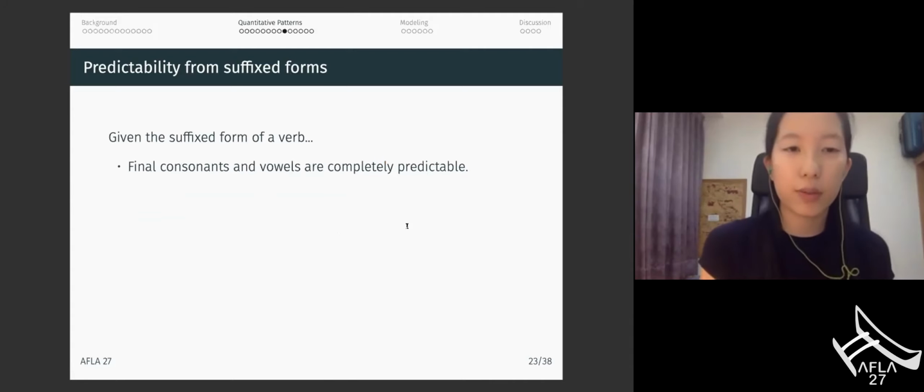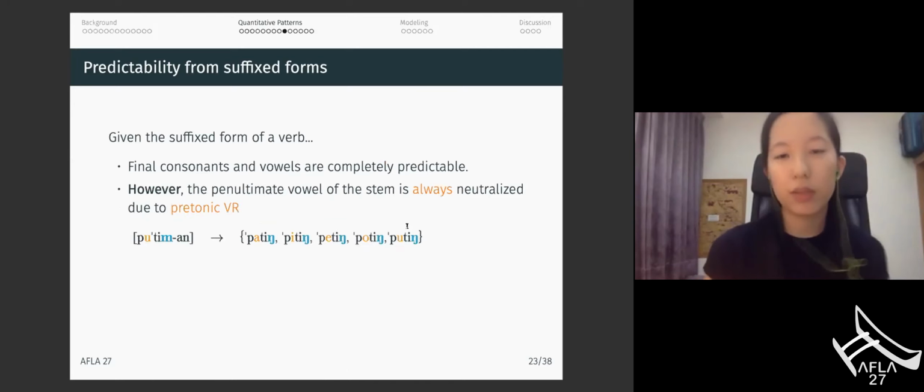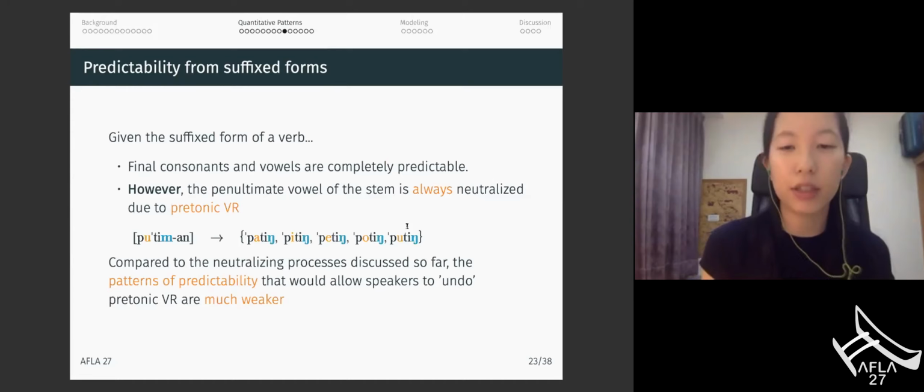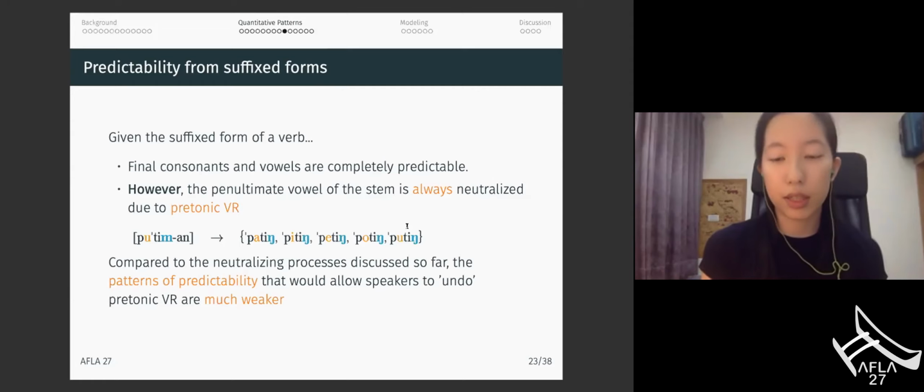With the suffix forms, we know that final consonants and vowels are completely predictable. However, the penultimate vowel of the stem is always neutralized due to pretonic vowel reduction. So for example, given something like putiman, we know for sure that the final consonant will neutralize to engma. However, it's in theory not possible to predict what this pretonic U will surface as when it becomes stressed in the isolation stem form. And what we actually find in the corpus is that compared to the neutralizing processes discussed so far, the patterns of predictability that would allow speakers to undo pretonic vowel reduction are much weaker.